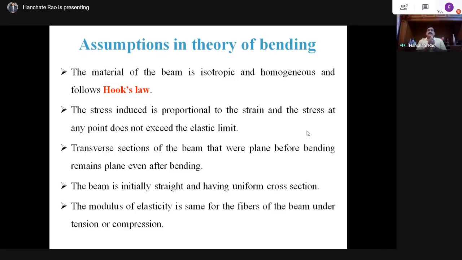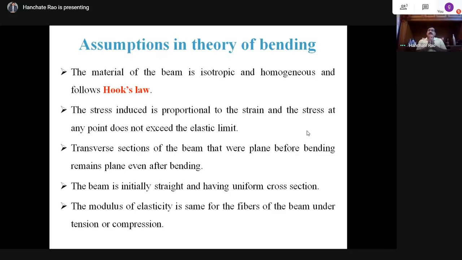If you consider any plane, the transverse section of the beam at every plane remains plane even after bending. Plane and normal. They remain plane and normal. So there is no warping. We are not assuming that the planes become warped. The plane still remains a plane and it is normal. Plane sections which are plane and normal remain plane and normal after bending also.